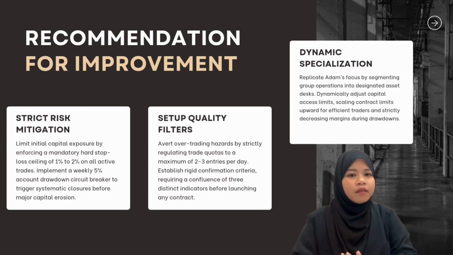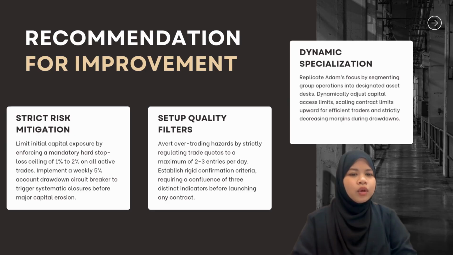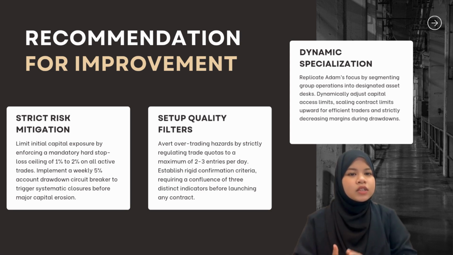We are going to enforce a mandatory hard stop loss of 1% to 2% on every single active trade we open. On top of that, we want to establish a weekly 5% account drawdown circuit breaker. If anyone's account drops by 5% in a single week, we systematically close out all open positions and freeze trading to step back, reevaluate and protect the group's collective equity before major capital erosion happens.